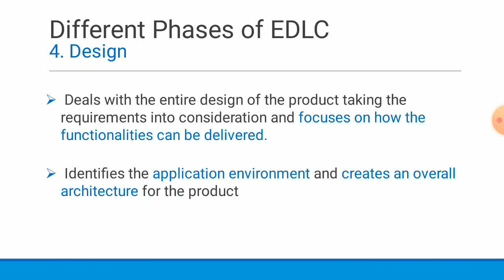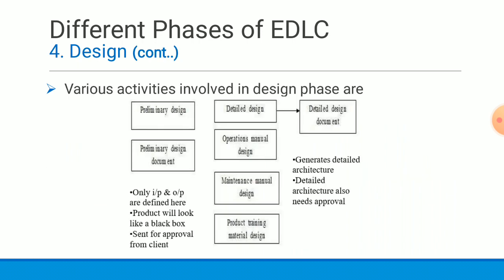The next phase is design phase. So product design phase deals with the entire design of the product, taking the requirements into consideration, and it focuses on how the required functionalities can be delivered to the product. Okay, so how the functionalities can be implemented on the product, that is done in design phase. The design phase identifies the application environment and creates an overall architecture for the product. Okay, then the various activities involved in design phase are shown here.